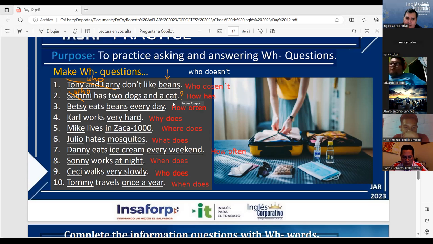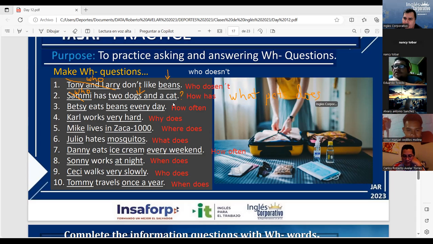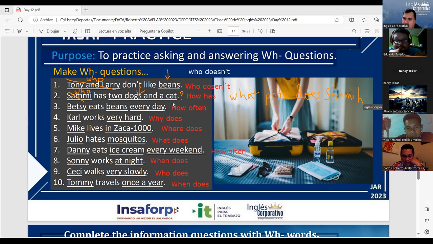Okay, but then you have the question about this one. What's the question about this one? What pets does Sammy have? The answer is dogs and a cat. Exactly.